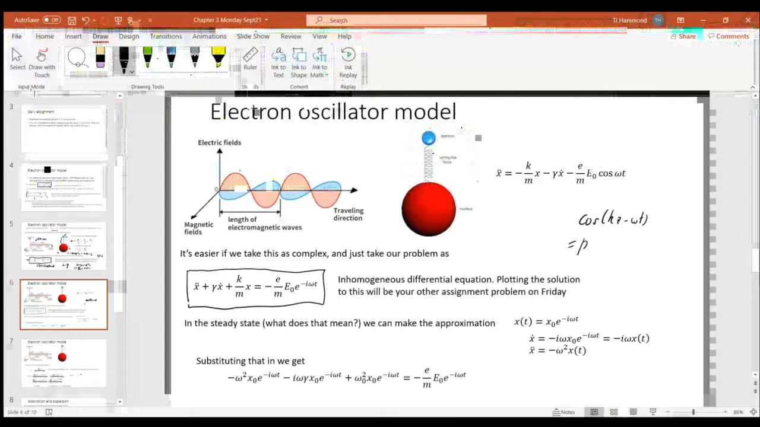And that's equivalent to saying that this cos(kz minus omega t) is equal to the real part of e to the i(kz minus omega t), right? So we've just made that assumption that we can use this as a complex driving field.